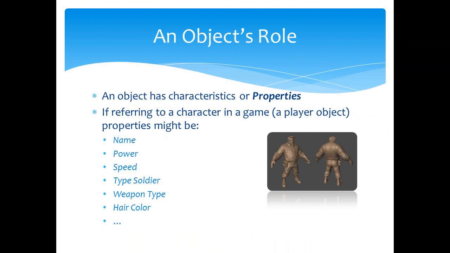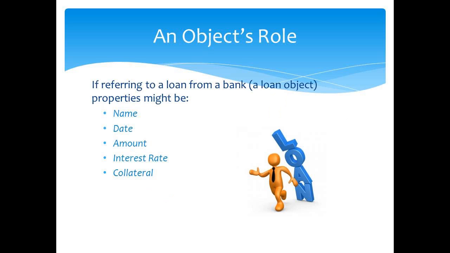An object has those characteristics that we call properties. So if we're referring to a game that everybody is used to playing, we have a player object. And that player object has certain characteristics or properties. We might give that player a name. That player may have a percentage that represents power or speed. They may be a specific type of soldier. They may have a specific weapon type. And they may have a specific hair color, and on and on. Those would be examples of the individual properties that that character might have. But if we're referring to a loan, perhaps, that comes from a bank, or a loan object, which you can't see. Remember, you can see that character, but you're not going to see that loan object.